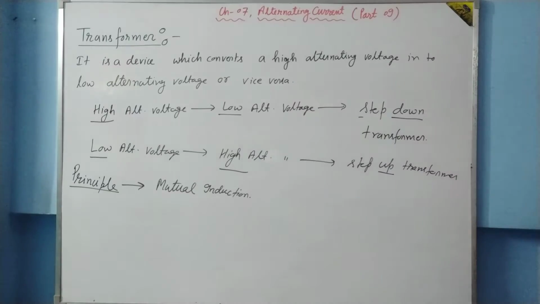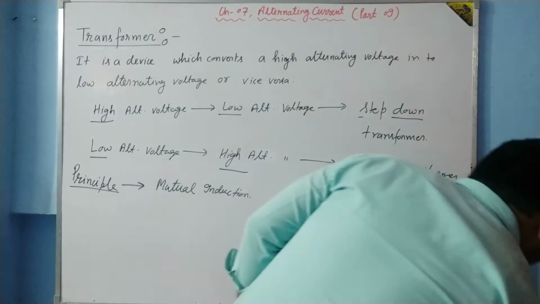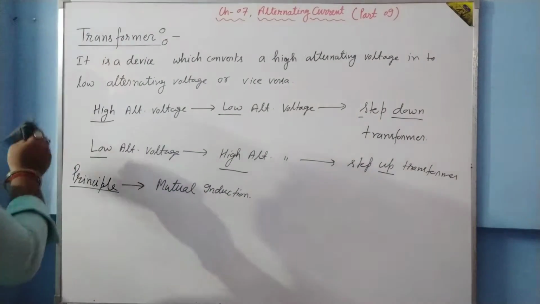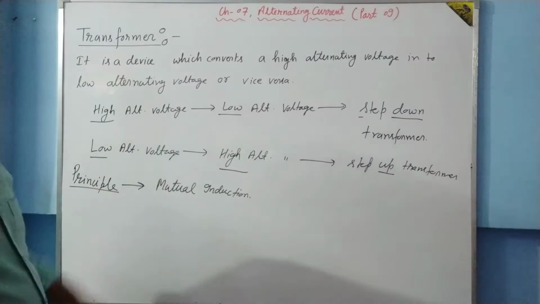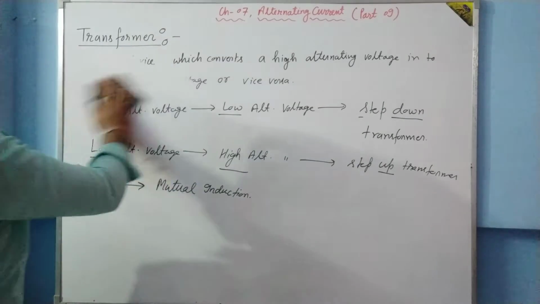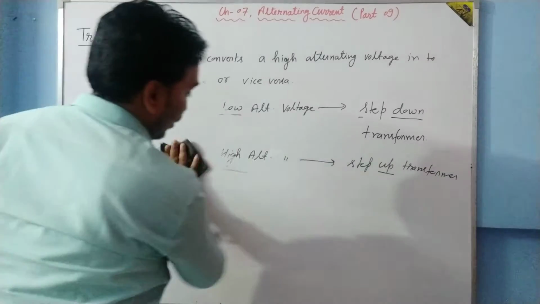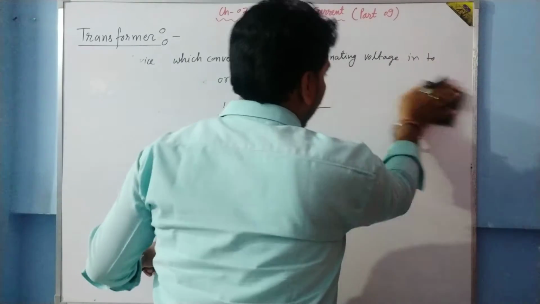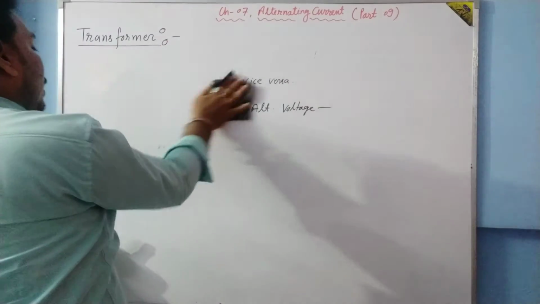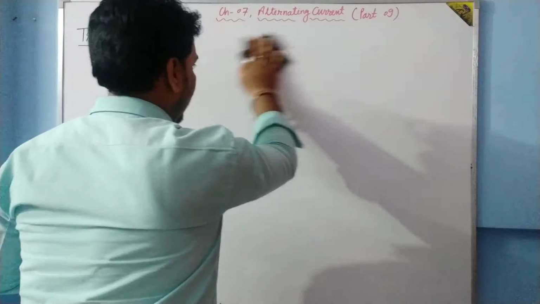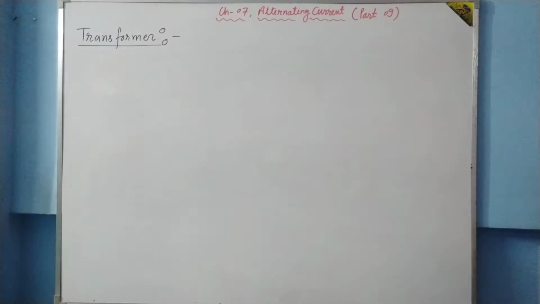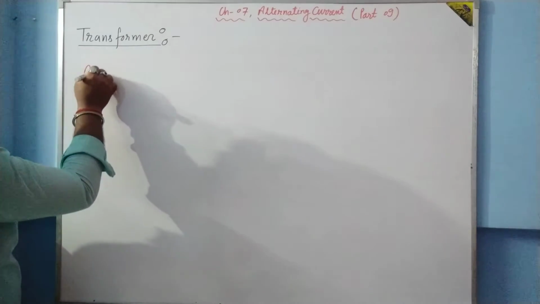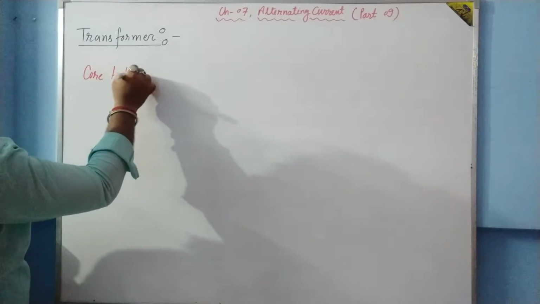Okay, what are the types of transformer we see? There are two types. One is on the basis of use, and the other on the basis of construction. On the basis of construction, there are two types. One is called core type transformer, and another one is called shell type transformer. What is core type? What is shell type? So first of all, core type transformer.